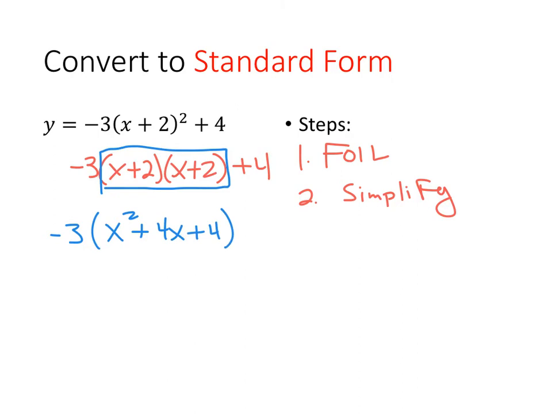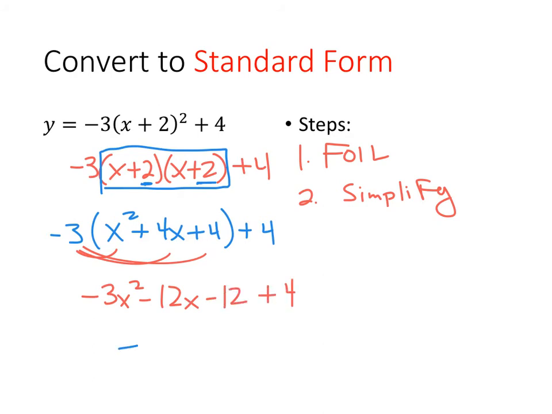Now that we know how to factor, hopefully you're seeing the similarities here, that we're going to take these two factors, multiply them together, and then add them together, and then add 4 at the end. Distribute my negative 3, and so negative 3x squared minus 12x minus 12, and then plus 4 at the end, and then combine my like terms, which would be negative 3x squared minus 12x, and then minus 8.